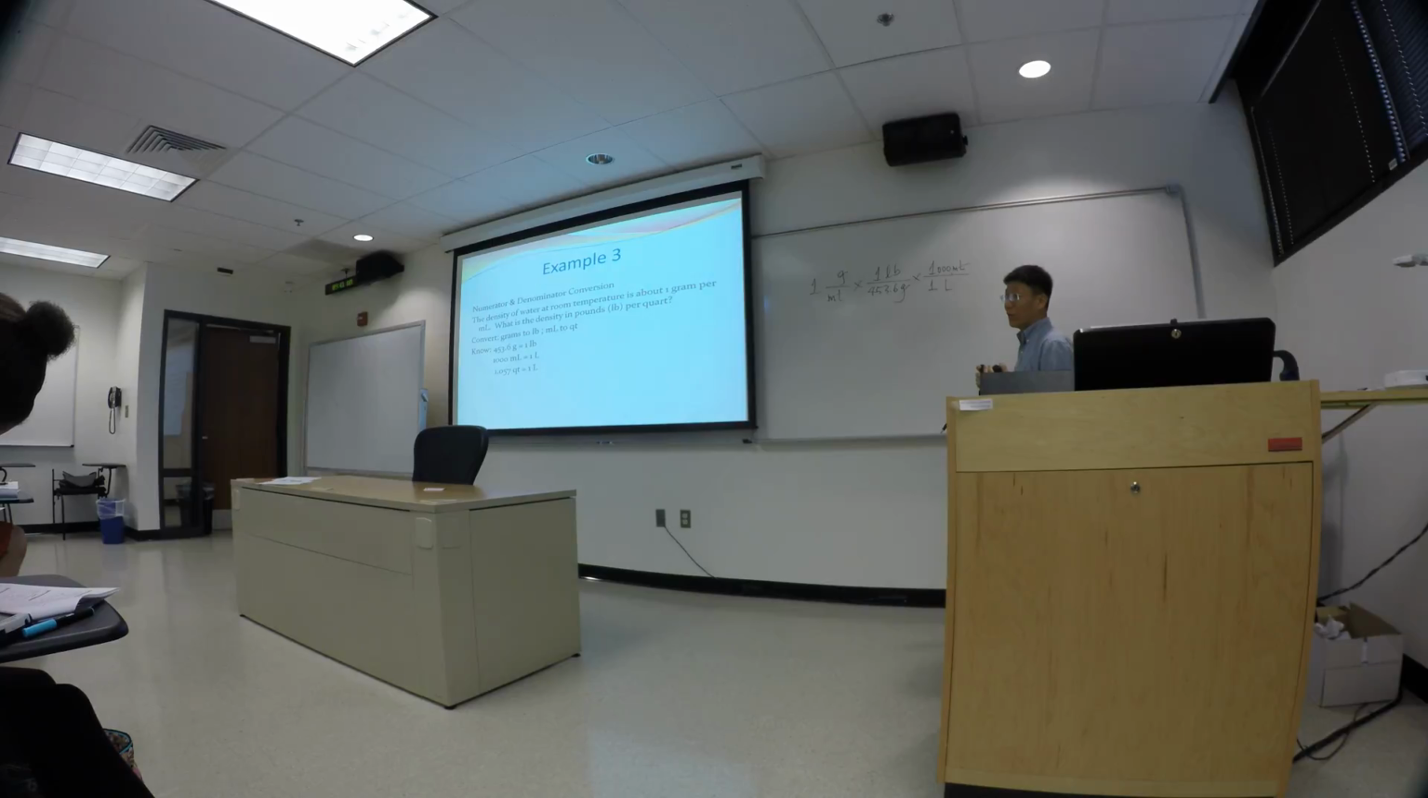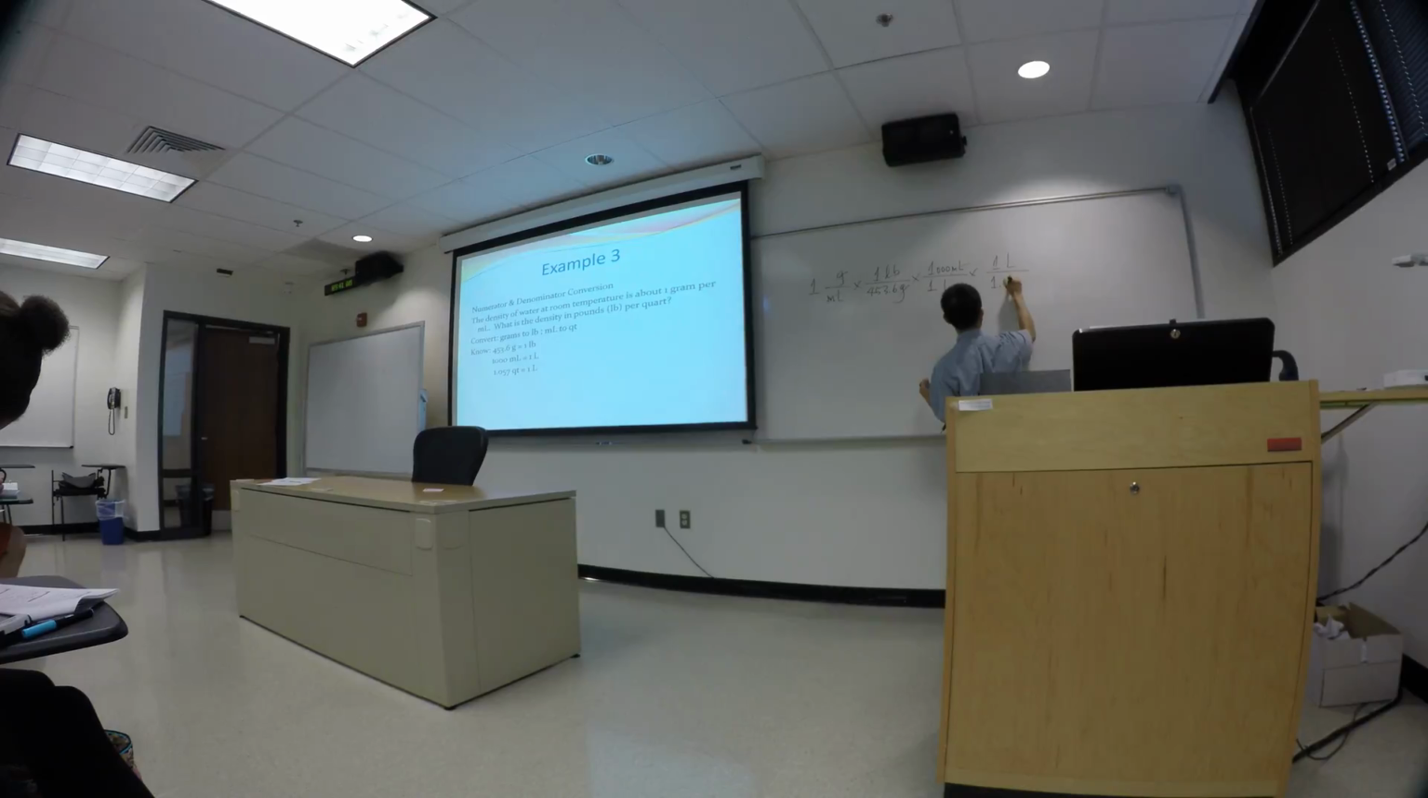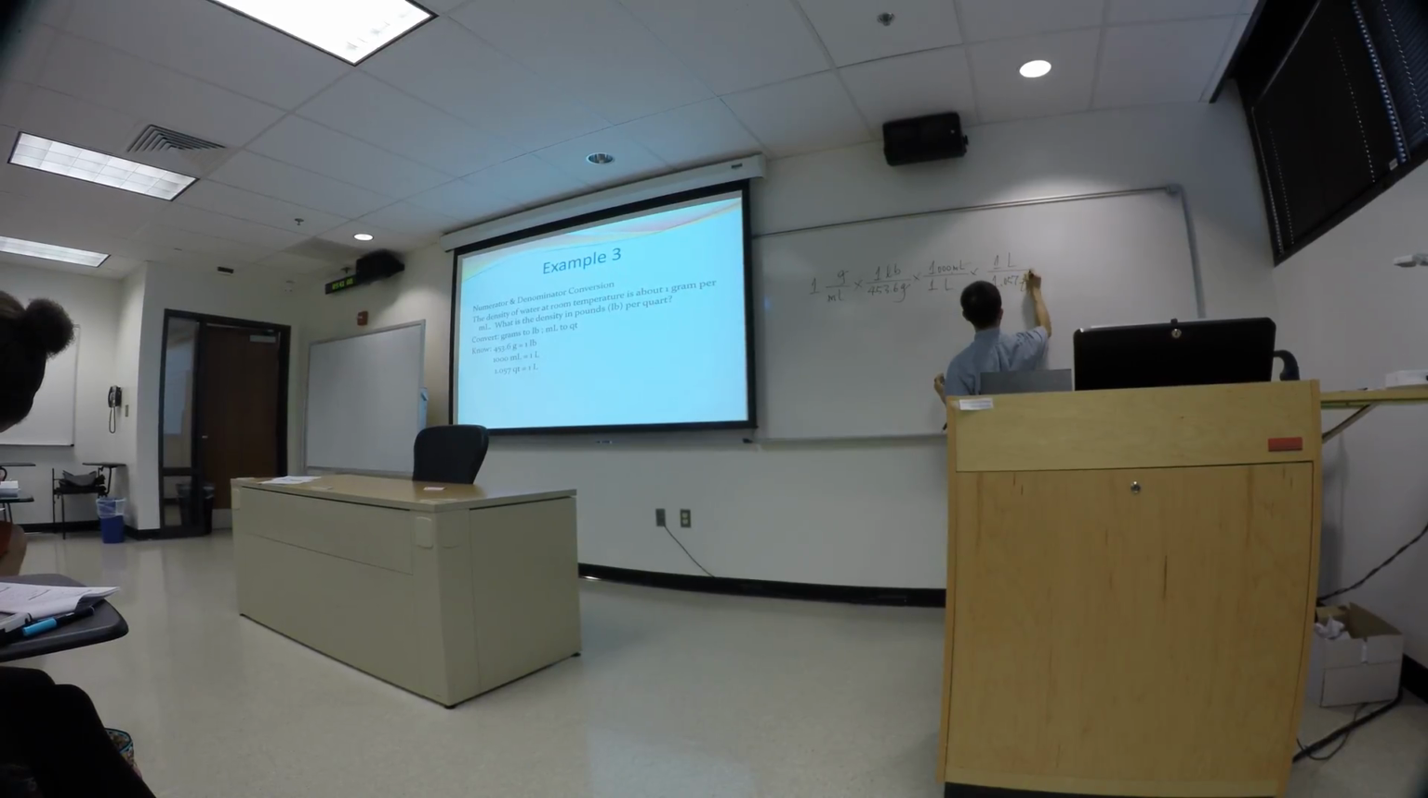Second step. Now we have pound per liter. That's still not what the question is asking you. You need to figure out 1 liter, 1.057. Here, liter and liter cancels out.